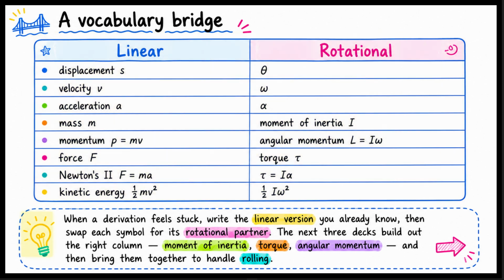When a derivation feels stuck, write the linear version you already know and swap each symbol for its rotational partner. The next three decks build out the right column, moment of inertia, torque, and angular momentum, and then bring them together to handle rolling.